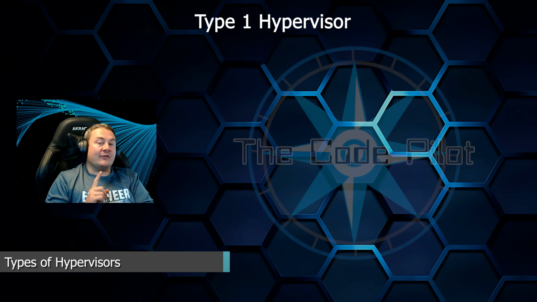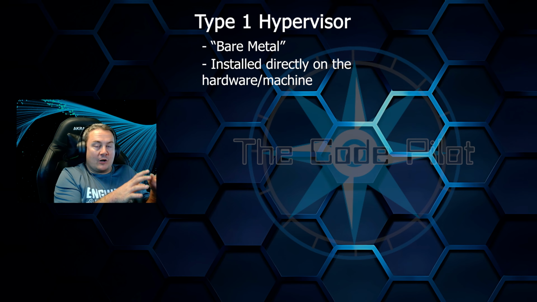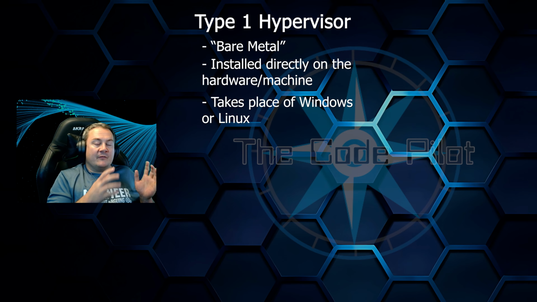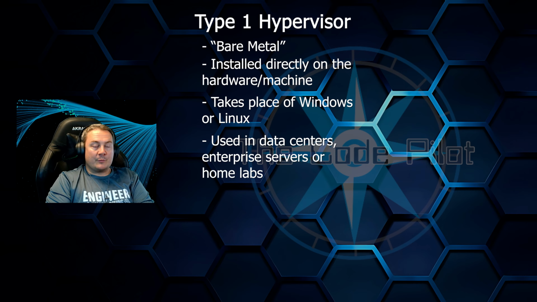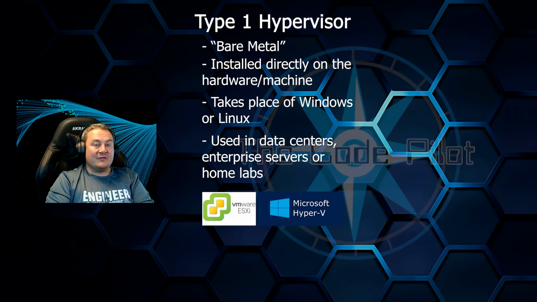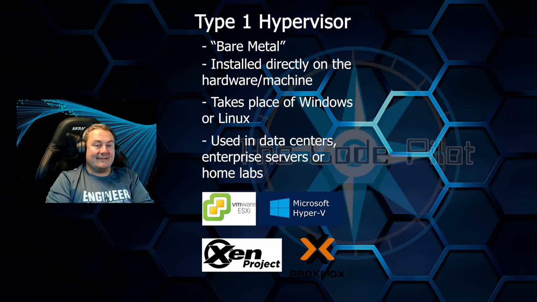Type 1 is a bare metal hypervisor. It's installed directly on the hardware. It would take the place of Windows or Linux running directly on your machine. Bare metal hypervisors are used mostly in data centers, enterprise servers, and home labs. Examples include VMware ESXi, Microsoft Hyper-V Server, Proxmox, and Xen.